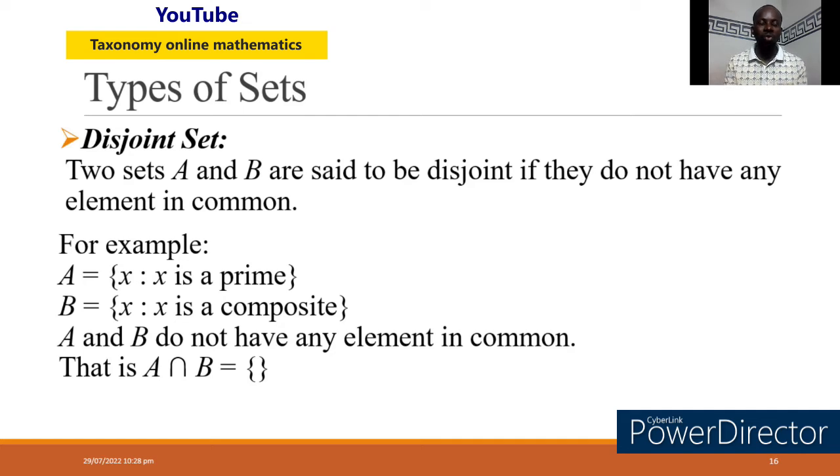Prime numbers have only two elements. Composites here have more than two elements. So there is no way those two sets can have elements in common. So the intersection of the two sets becomes what? Empty. It becomes a null set because there is no element in common.